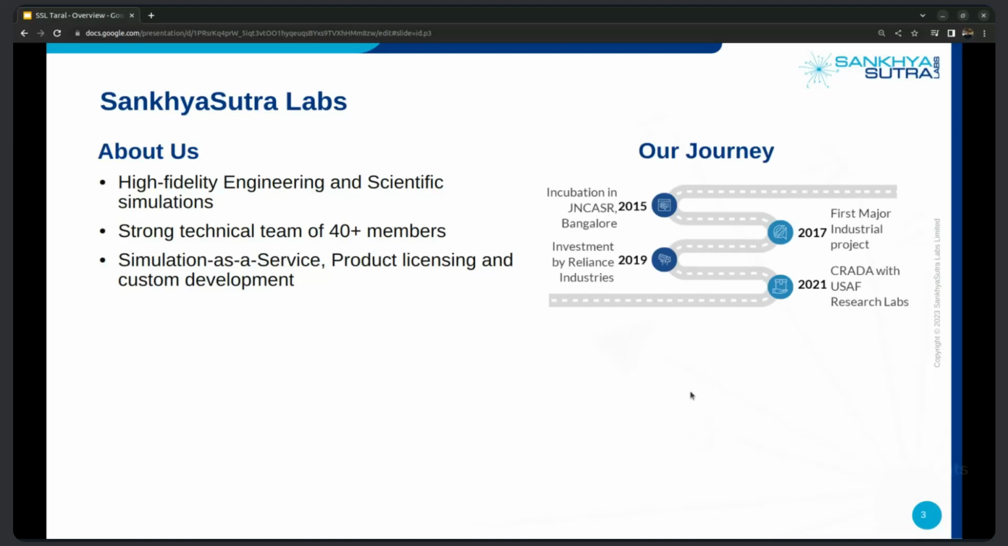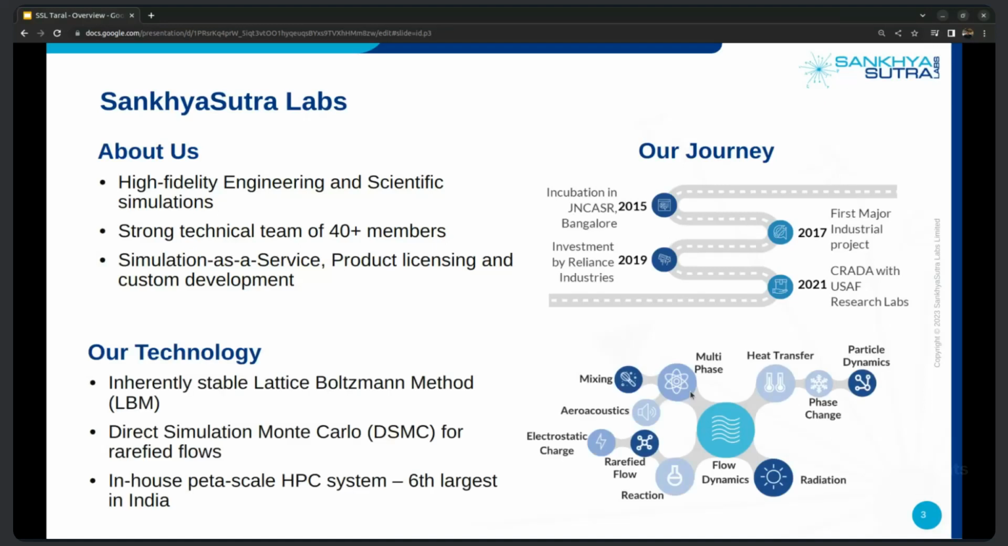Right. So Sankhyasutra Labs started off as an incubation at the Jawaharlal Nehru Center for Advanced Scientific Research back in 2015. And the first couple of years went into making the core of the solver. And starting from 2017, we started performing projects with collaborations in industry and academia. So 2017 was our first major industrial project. And following that, in 2019, Reliance Industries invested in us. And subsequently, in 2021, we had our first major international collaboration for research with the US Air Force.